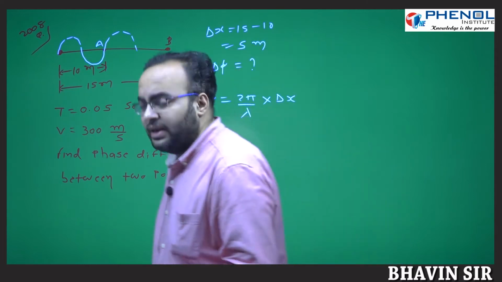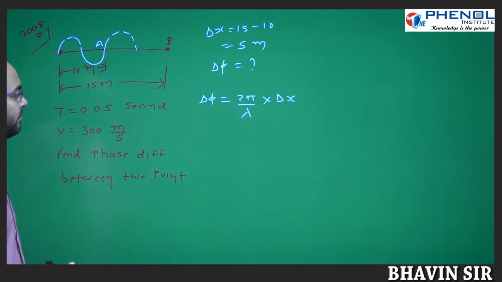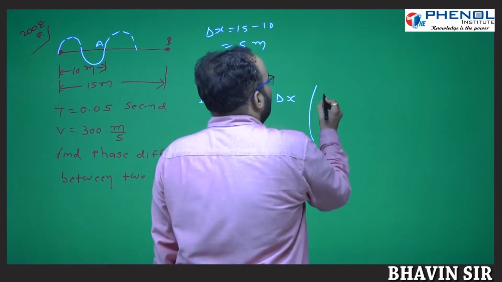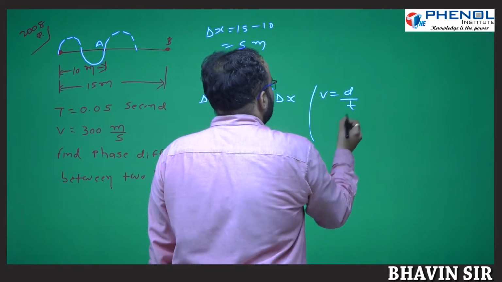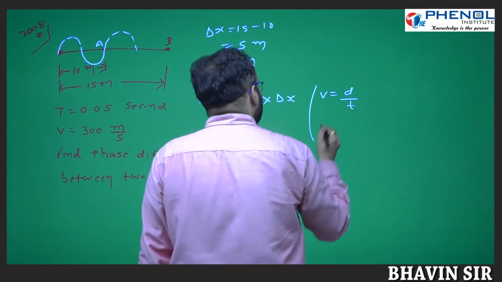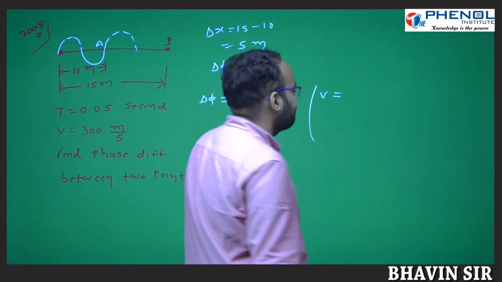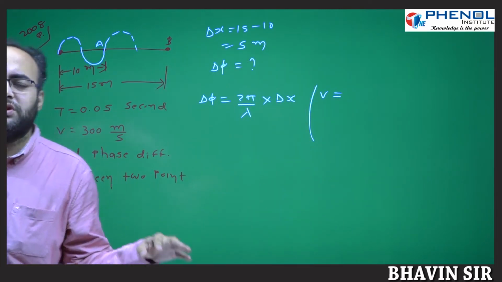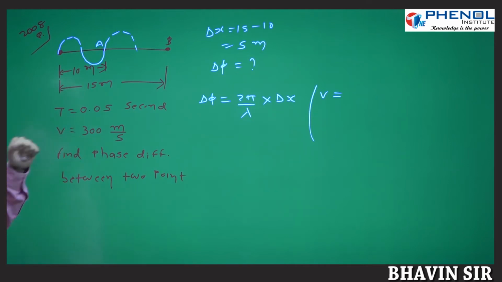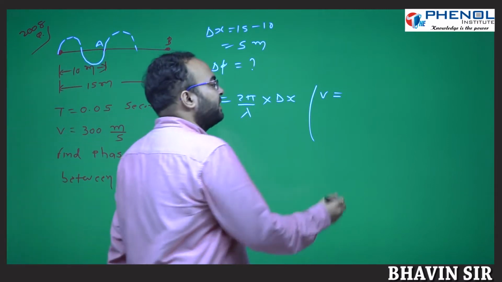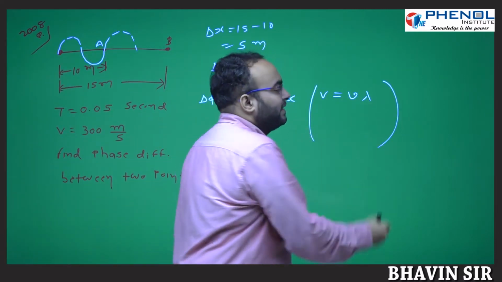Chalo, so now students see, we want to find lambda. What is the speed? 300. What is the time period? 0.05 second. What is the formula of speed of wave? Here we want to find wavelength, students. See, time period and speed are given, but we want to find wavelength. So what is the speed of wave? Frequency into wavelength.